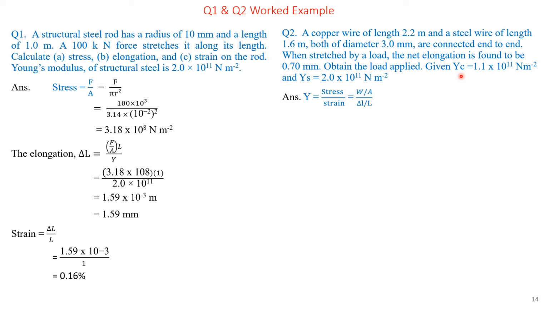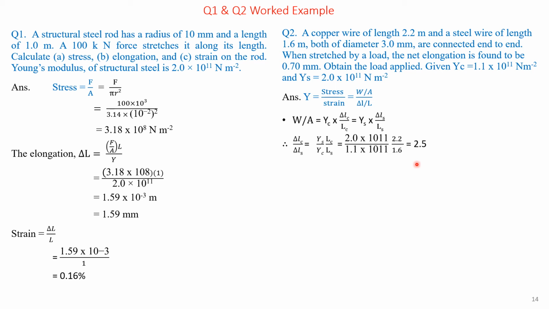Answer. Young's modulus is given by the relation Y is equal to stress by strain, that is equal to W by A divided by delta L by L. Therefore, W by A is equal to Yc into delta Lc divided by capital Lc, that is equal to Ys into delta Ls by capital Ls. So, dividing both the relations, we get delta Lc by delta Ls equal to Ys by Yc into Lc by Ls.